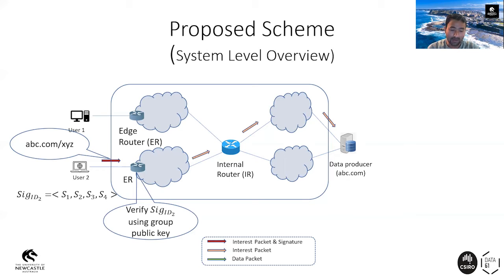Now we can see that our scheme provides protection against denial of service attack, as the edge routers only allow authorized users to send their requests into the network. It also provides consumer privacy because we are using a group-based signature mechanism, which doesn't reveal the real identity of the user, nor does it allow the edge router or any other entity to link two subsequent requests from the same user.